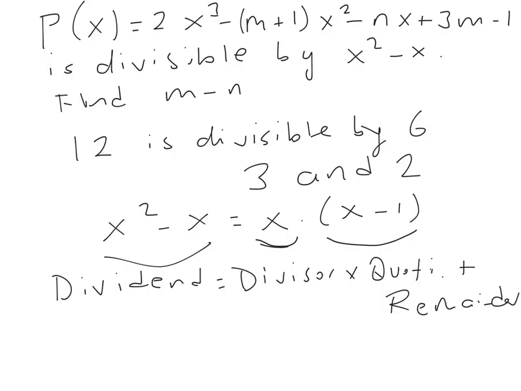We're going to apply this basic concept of division. As we stated earlier, p of x is divisible by x minus 1 and x, but I'll visit that later. P of x equals x minus 1 times q of x plus the remainder, in this case it is 0. Let's try to identify these expressions.